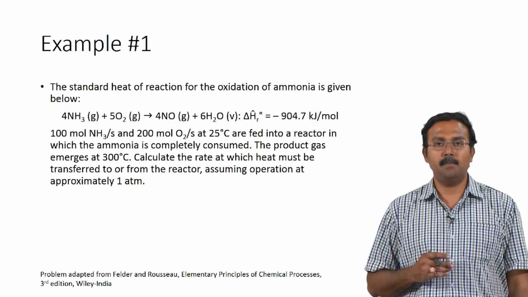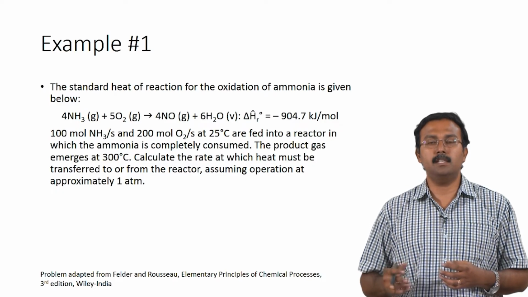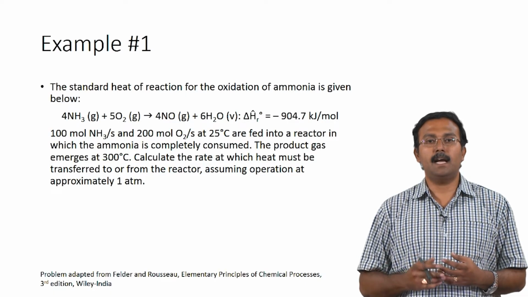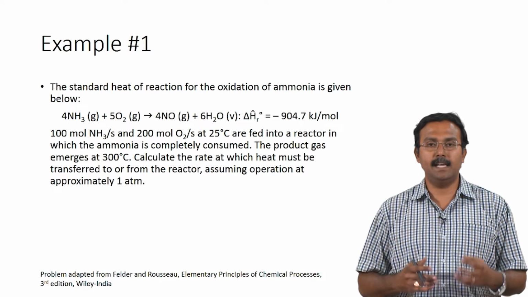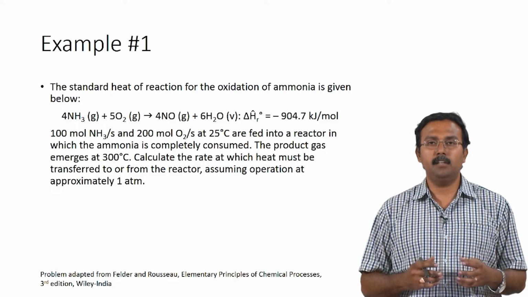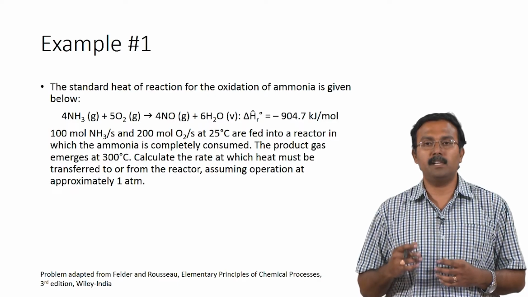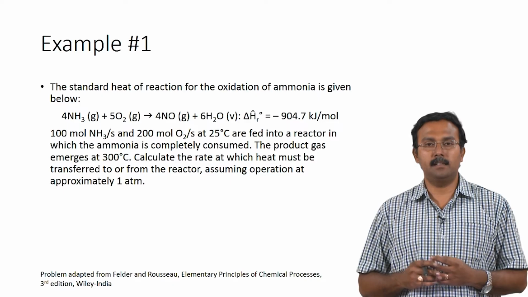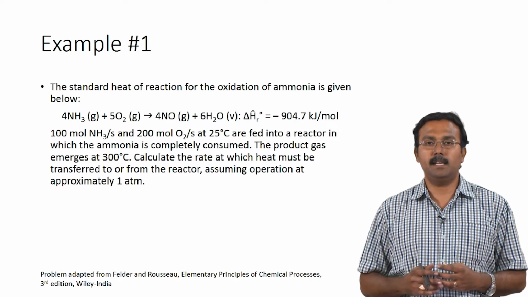So, the first example which we will start with is given here. The standard heat of reaction for the oxidation of ammonia is given below. 4 moles of ammonia gas reacts with 5 moles of oxygen gas to form 4 moles of nitric oxide gas plus 6 moles of water vapor, and the standard heat of reaction is given as minus 904.7 kilojoules per mole.